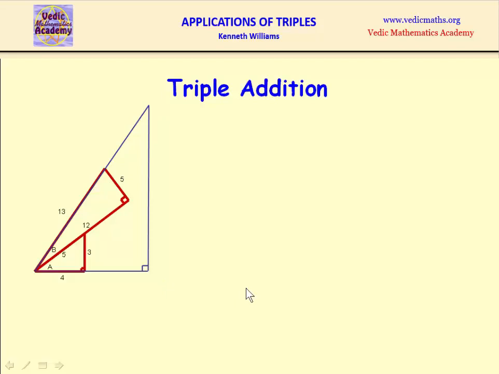So the question was, how do we find the triple for A plus B from the triples for A and B? And the answer was, we apply the vertically and crosswise formula. We multiply vertically in the first two columns and subtract to get the first element of the answer. So 4 times 12 minus 3 times 5. That's 48, take away 15, which is 33.